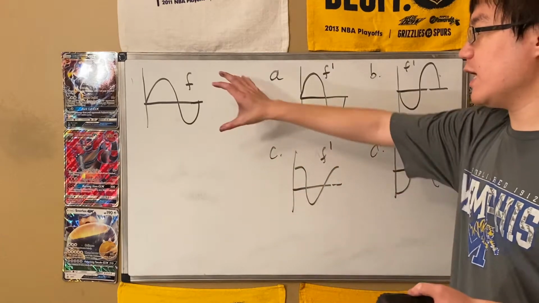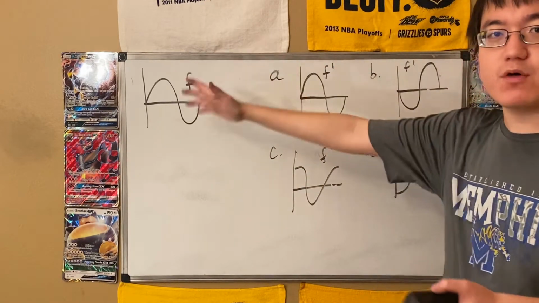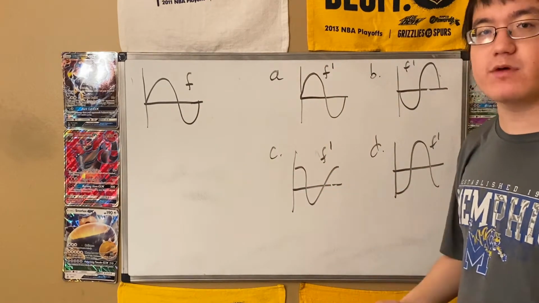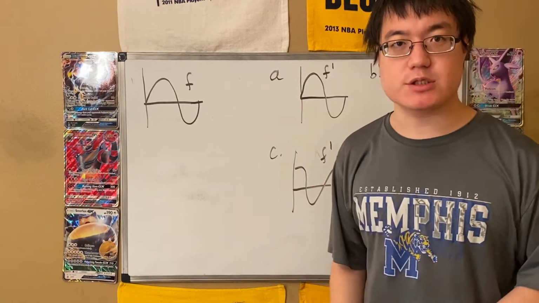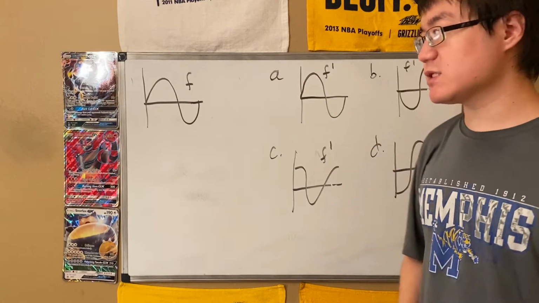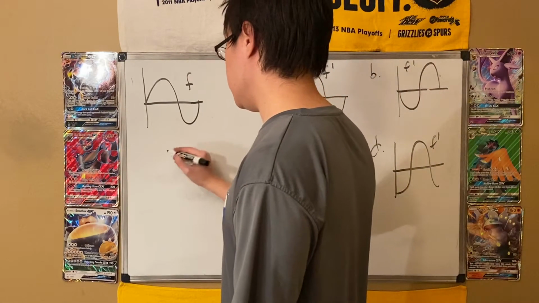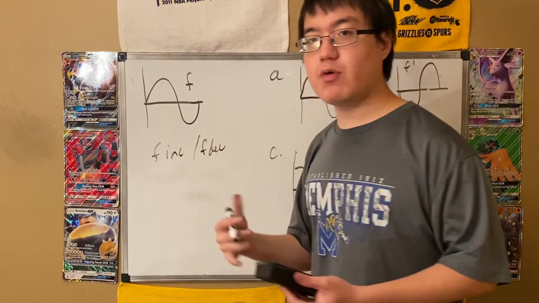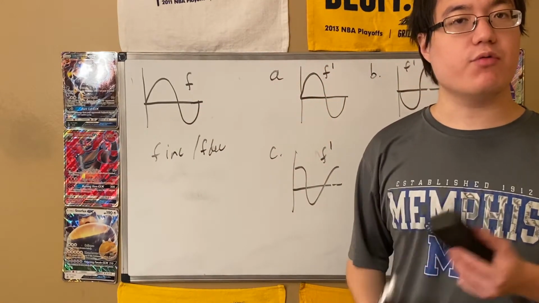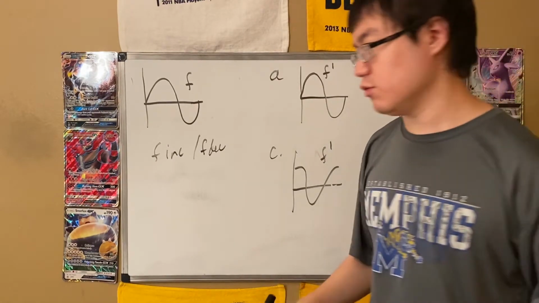And what we're going to do when we have a question where both the graph and the answer choices are graphs, we're going to use a two-pronged strategy, a two-step strategy. My first strategy is going to be asking about increasing or decreasing. Is f increasing or decreasing? Because if I know where f is increasing or decreasing, I know where f prime is positive or negative, because that's the rule.